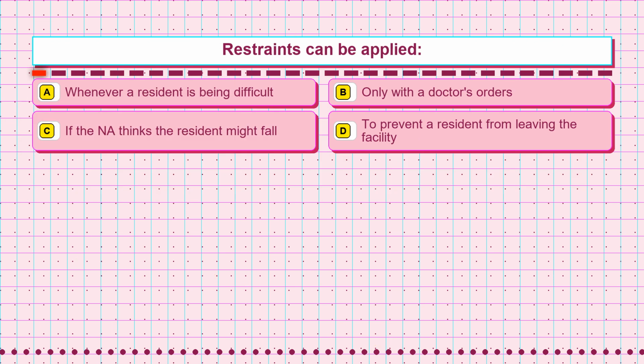Question 34. Restraints can be applied. Option A, whenever a resident is being difficult. Option B, only with a doctor's orders. Option C, if the NA thinks the resident might fall. Option D, to prevent a resident from leaving the facility.